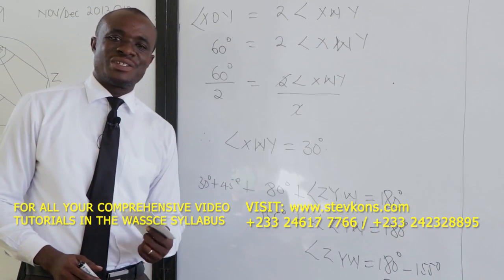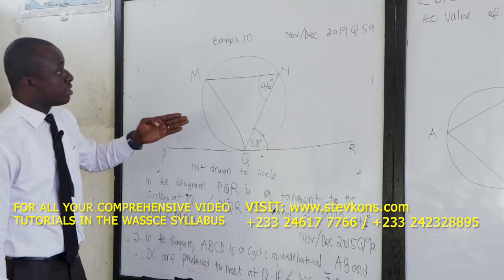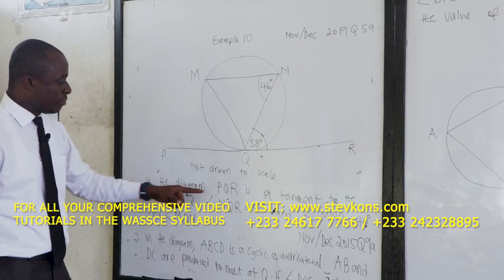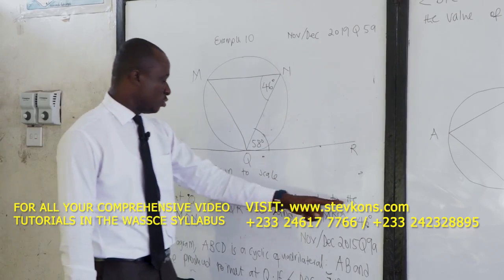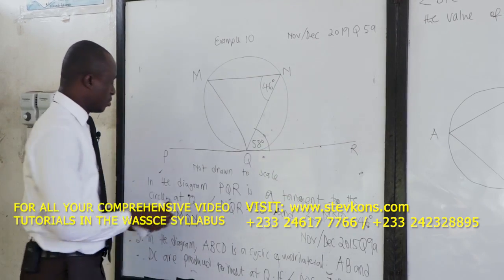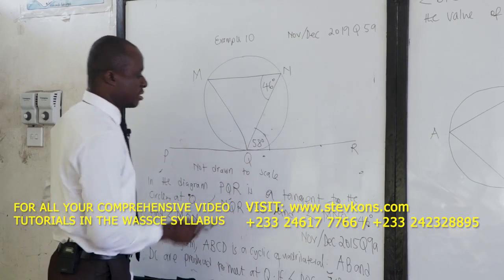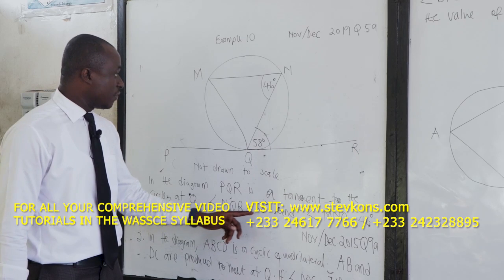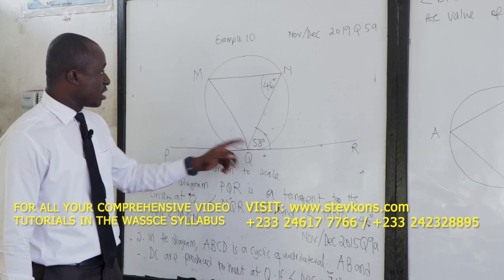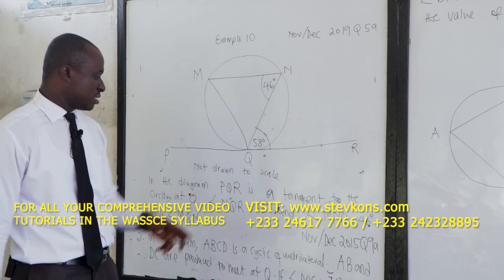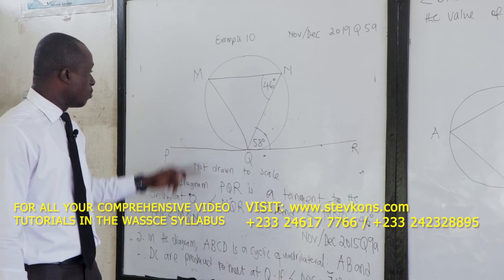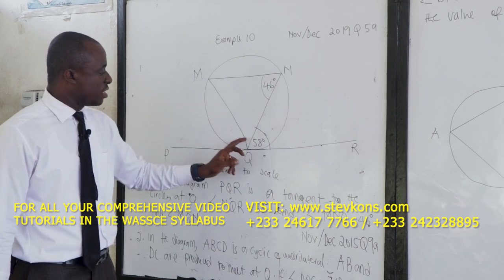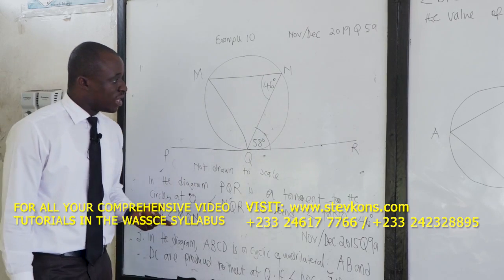Let's consider the next question. Now let's consider, this is NOVDEC 2019, question number 5A. Now you have been told that in the diagram PQR is a tangent to the circle at Q. So you can see that clearly PQR is a tangent at Q. And then NQR 58 degrees, and then that is 46. And then we have been asked to find MQN. We want to find the angle over here.